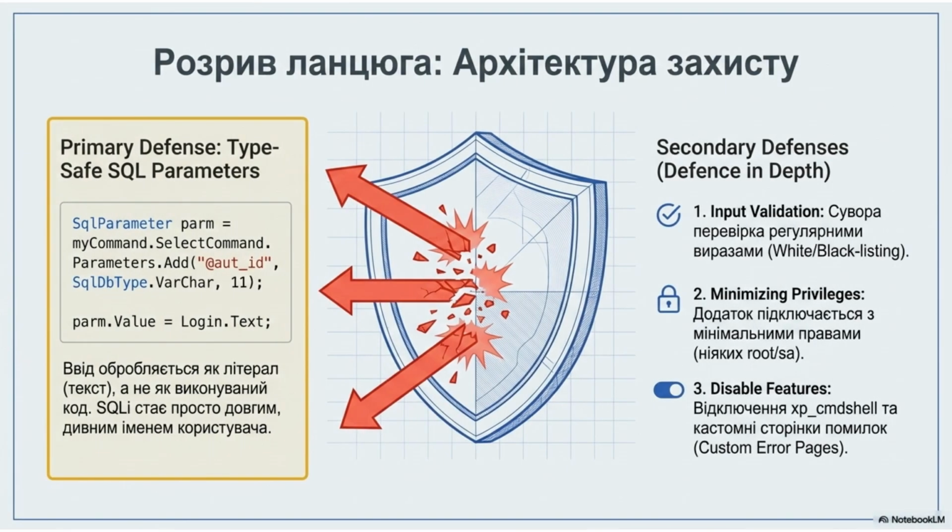The primary defense against SQL injection is the use of type-safe parameterized queries. This ensures that user input is treated as text rather than executable code. Secondary defenses include strict input validation, minimizing database privileges, and disabling dangerous features.